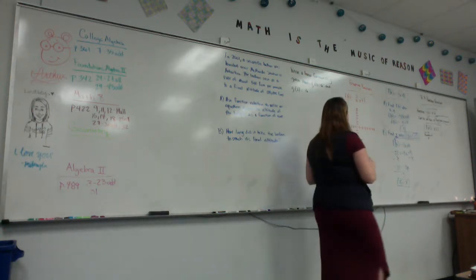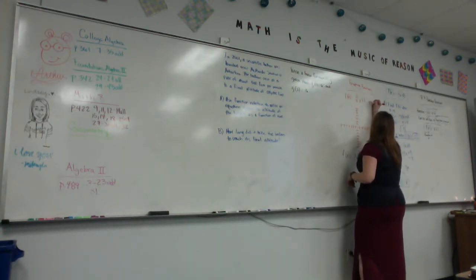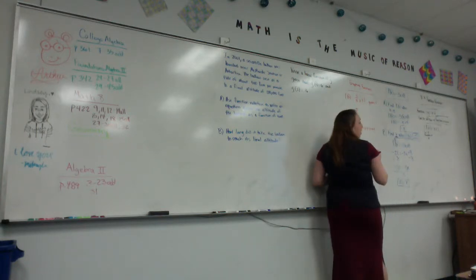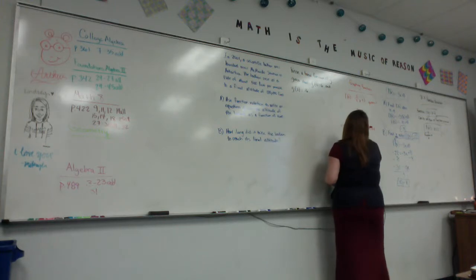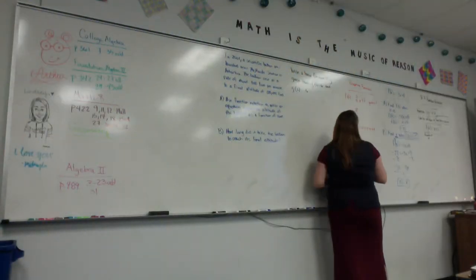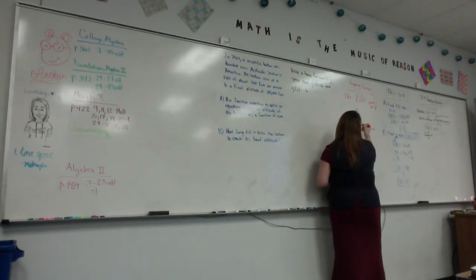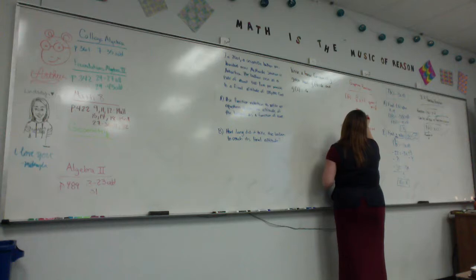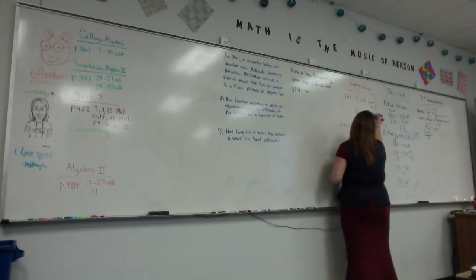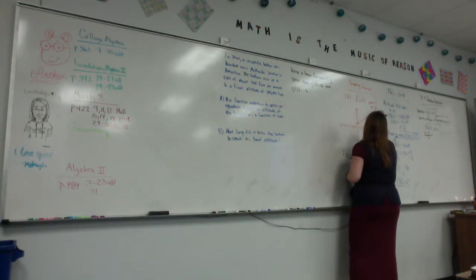What is my y intercept? 1. So I'm going to graph what point? 0, 1, right there. What is my slope? 3/4. So what does that mean I do from here? You go up 3 over 4. Boom. I've graphed that equation.